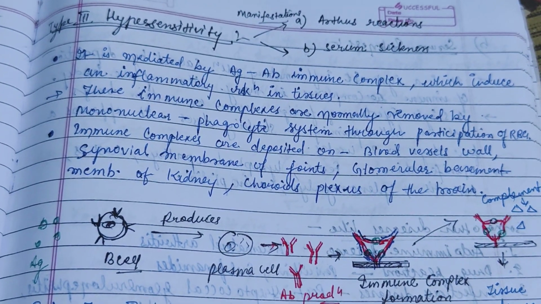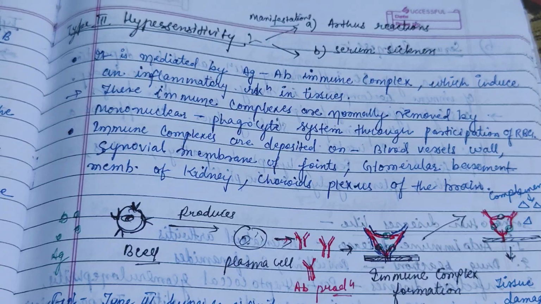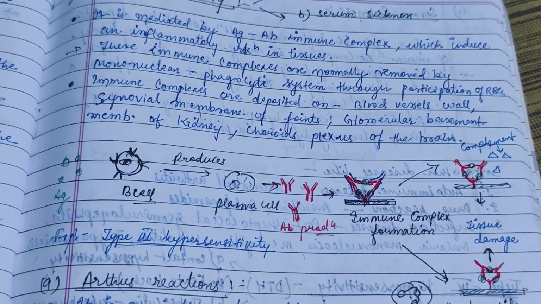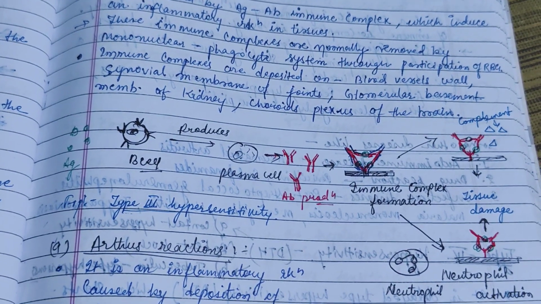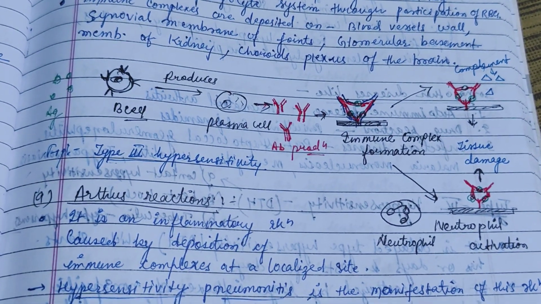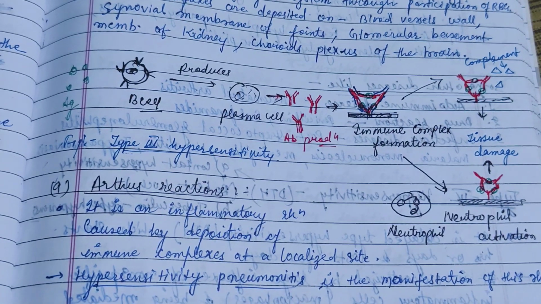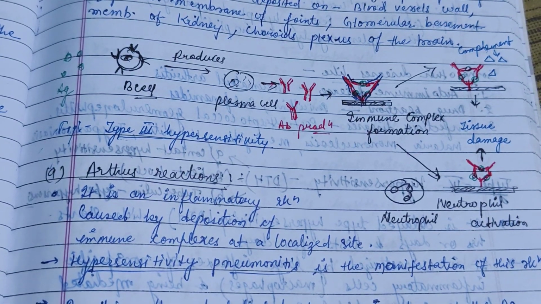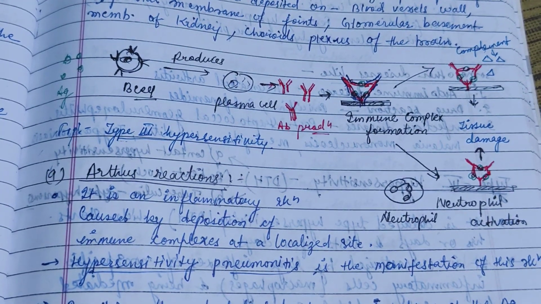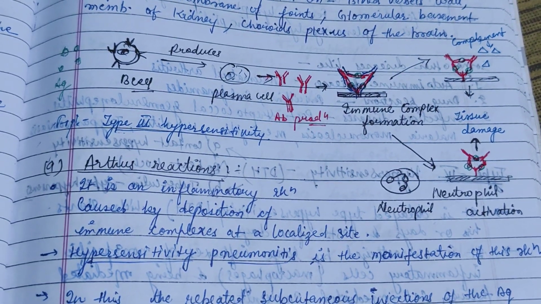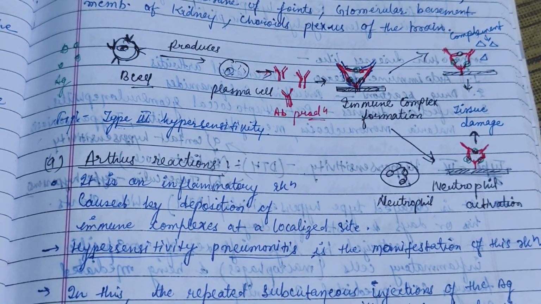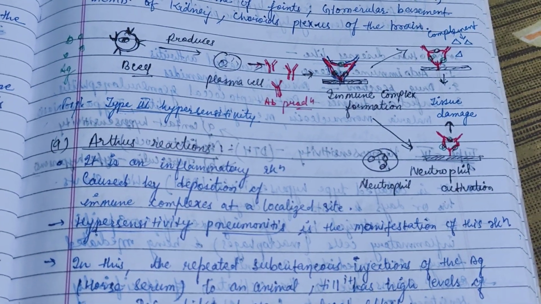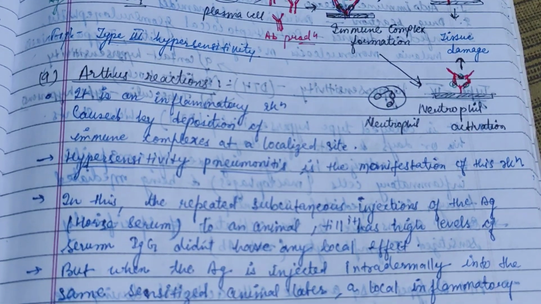The third one is type 3 hypersensitivity, which can be categorized into the Arthus reaction and serum sickness. It is mediated by antigen-antibody immune complexes, which induce an inflammatory reaction in tissues. So the figure here of type 3 hypersensitivity shows the B cell producing plasma cells and memory cells, and then the plasma cells produce antibody that binds with the antigen and forms the immune complex, and then the complement system is activated, leading to tissue damage and neutrophil activation.